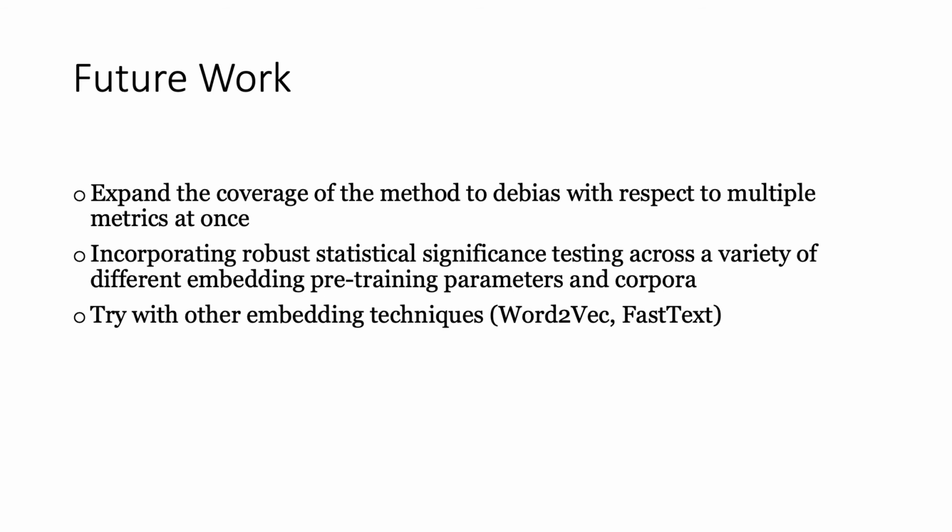Finally, for future work, we plan to expand the coverage of the method to debias with respect to multiple metrics at once. It's currently specific to just one particular bias metric at a time. We also will be incorporating robust statistical significance testing across a variety of different embedding pre-training parameters and corpora. And finally, demonstrating that our method is in fact model agnostic by trying to apply this method to other embedding techniques such as word2vec and fastText.